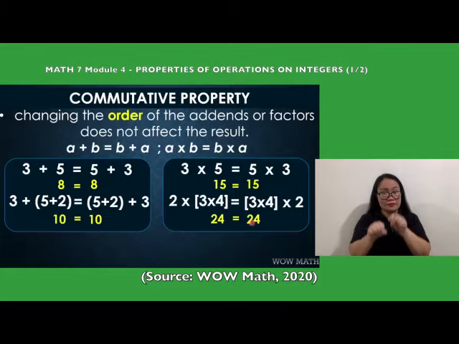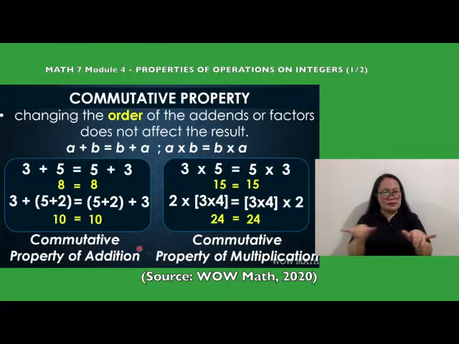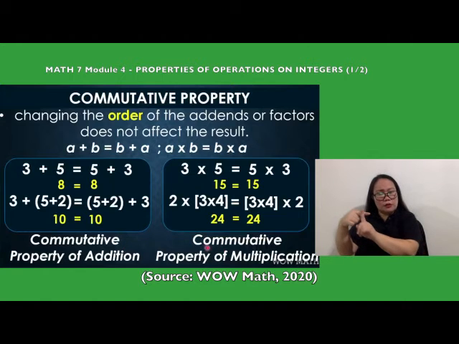So, therefore, commutative property is true under addition. That's why we have commutative property of addition. And also, it is true under multiplication. So, commutative property of multiplication. So, kapag sumasagot tayo ng mga properties, let us try to be specific. Saan? Saan siya commutative? Is it under addition or multiplication?